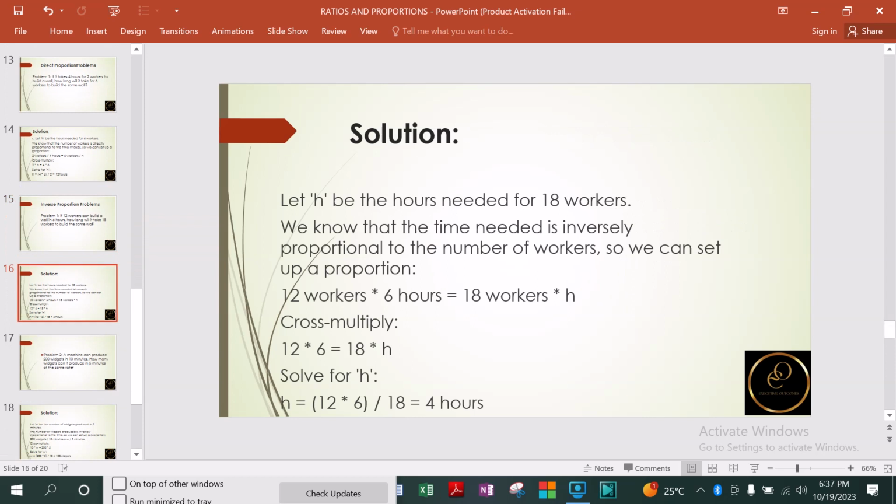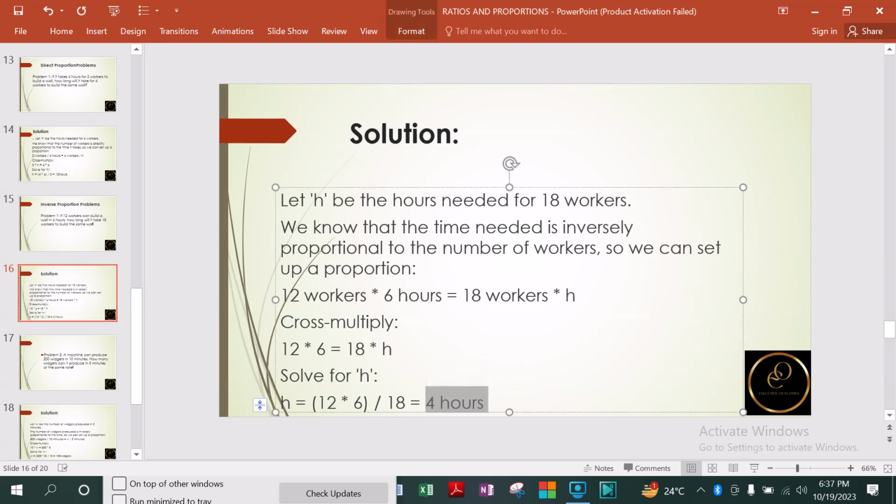Let H be hours needed for 18 workers. We know that the time needed is in inverse proportion, as I've already explained, with the number of workers. So we can set the proportion as such: 12 workers times 6 hours equals 18 workers times the hours we want to know. We cross multiply. When you cross multiply, you have 6 times 12 equal to 18 times H. Solving for H, we end up having 4 hours.